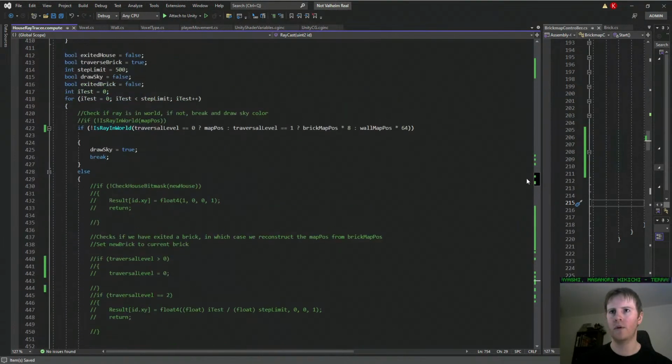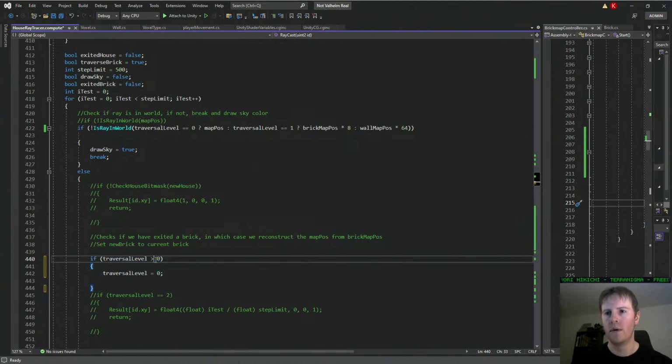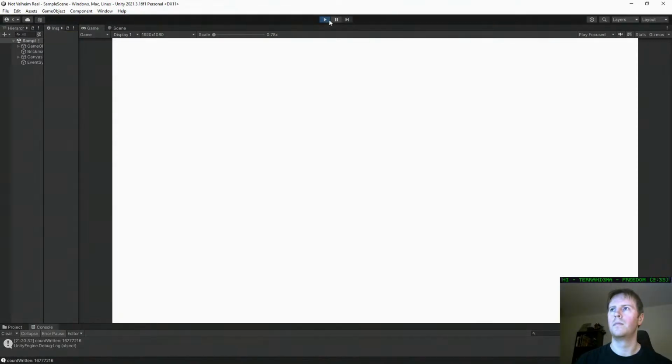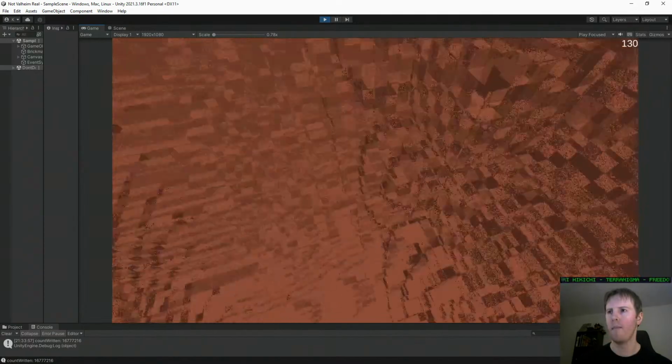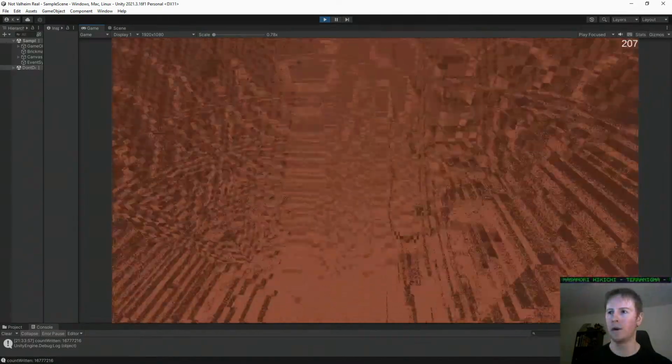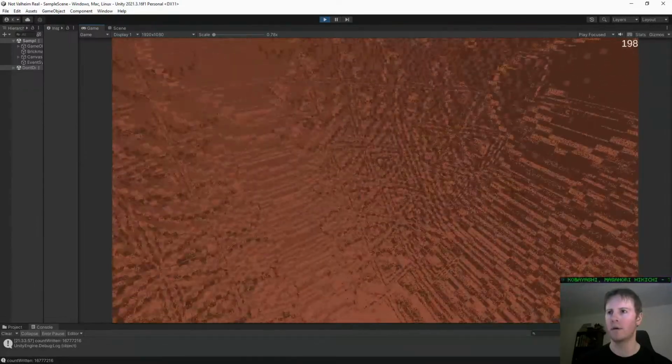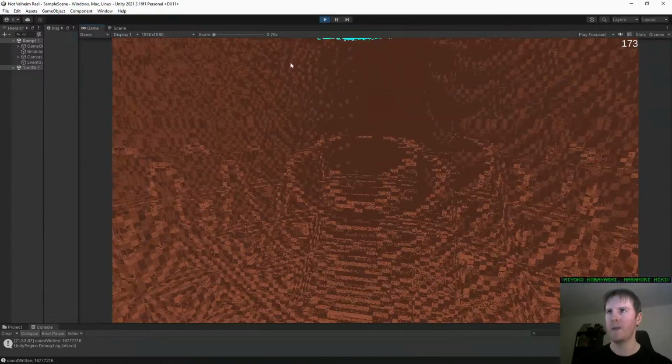So we'll go up and we'll do a traversal level limiter. If it's greater than 1, then it's 1. And now we're back with this issue here. Now we have inaccuracies.